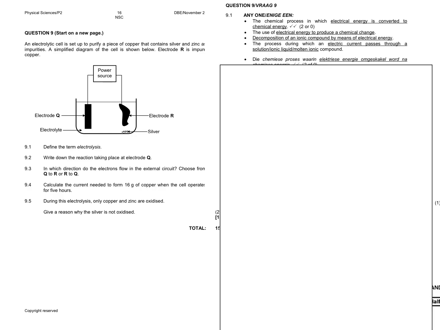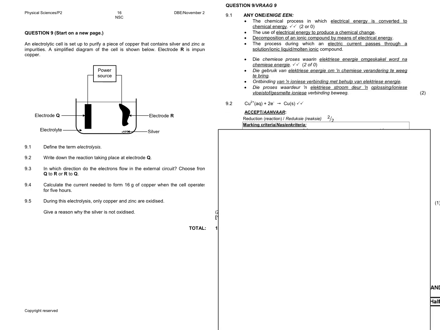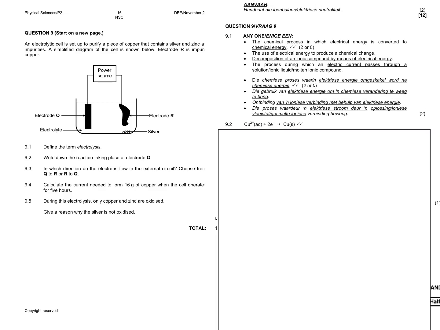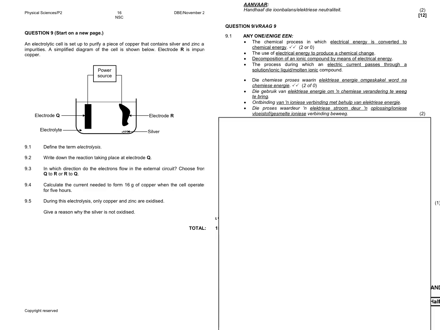So there's 4 different options for the definition. The chemical process in which electrical energy is converted to chemical energy, or you can say the use of electrical energy to produce chemical change. Anyway, definitions, you must study them, although you're probably not going to. Define the term electrolysis. We did that.